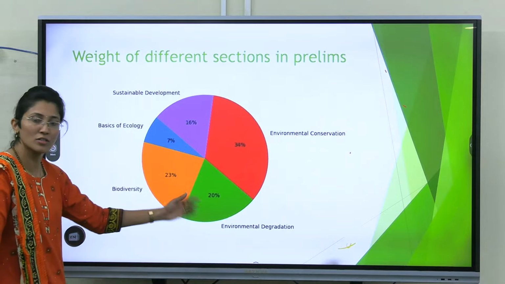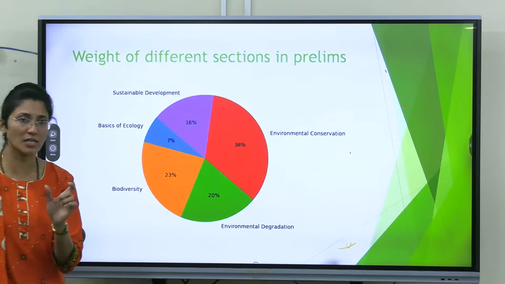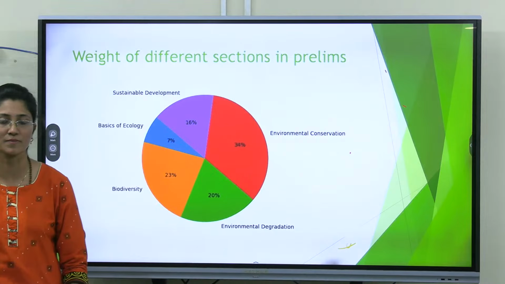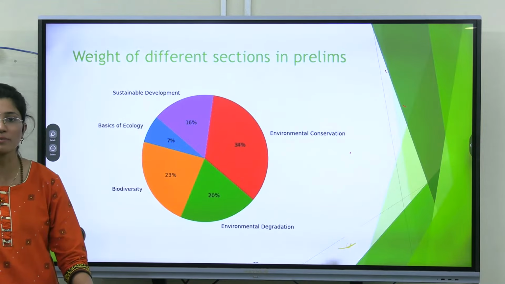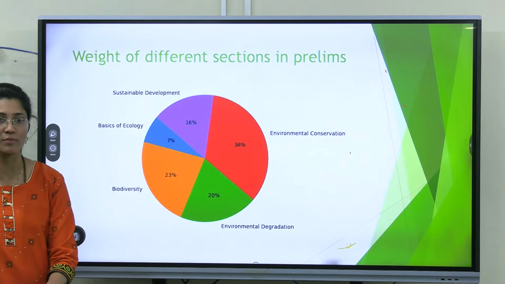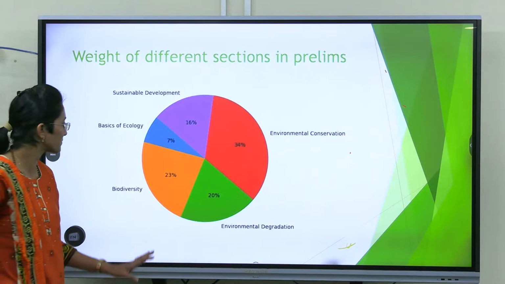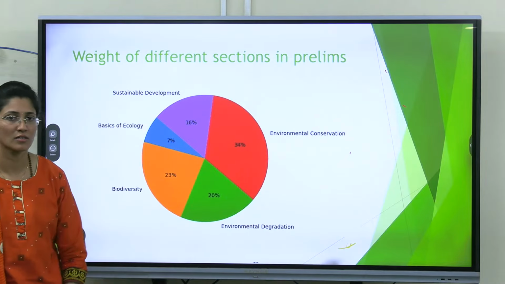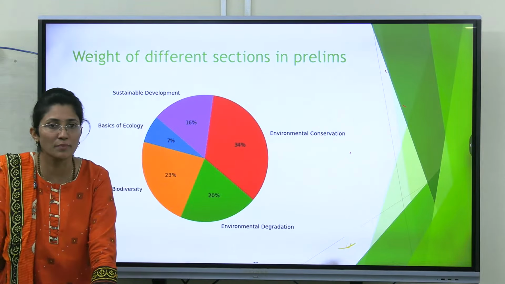So whenever you are reading about a particular pollutant or pollution, also read the measures taken by the government, be it water pollution or stubble burning. What are the suggestions given by the government, right? Next comes sustainable development. So what topics are covered under sustainable development?